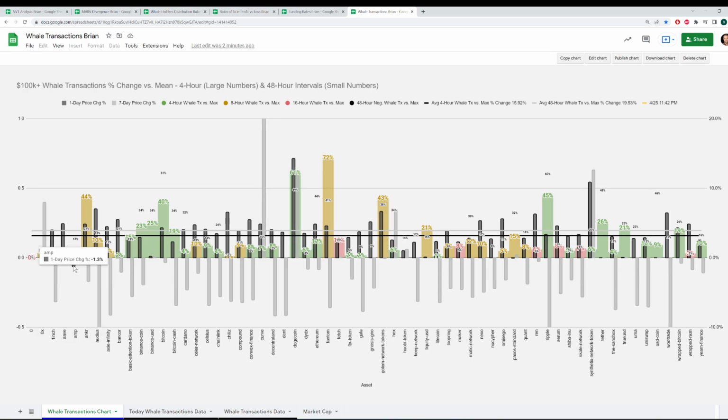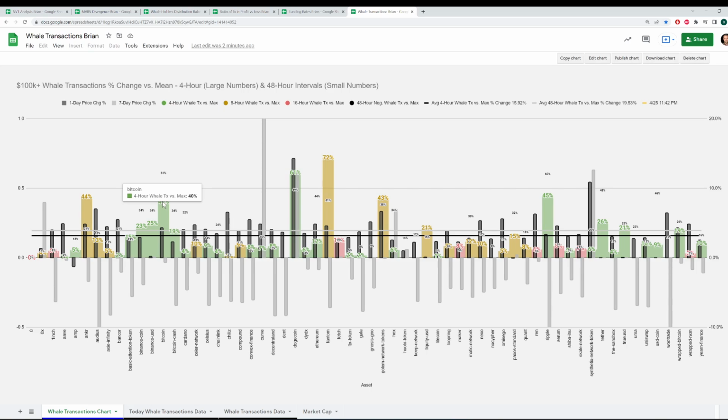The only negative one I can see right here in terms of price was AMP, and there really hasn't been much whale activity. Now you'll notice that there are green bars that are basically the current 4-hour whale transactions, and it's actually using a projection. So let's say we're 2 hours into the current 4-hour interval, and there's been 100 whale transactions. It'll project to estimate there will be 200 whale transactions by the second half of this 4-hour interval. Long story short, it's trying to be as real time as possible.